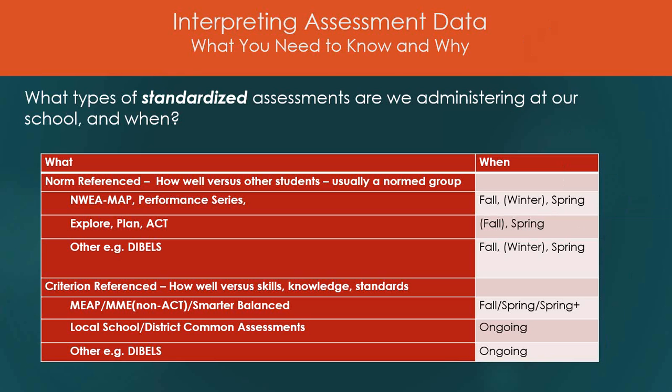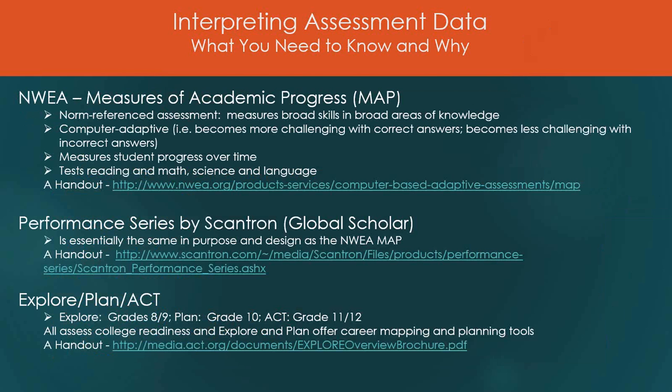And then just to give you an example, some tests can fall under both, depending on how they're reported. DIBELS is actually developed to be a criterion reference test, but because it's so widely used, they've normed the results, and it can be reported out in both ways. All right, that's enough on norm and criterion reference, but I do want you to know those two terms. And I think what you've got here is enough on that.